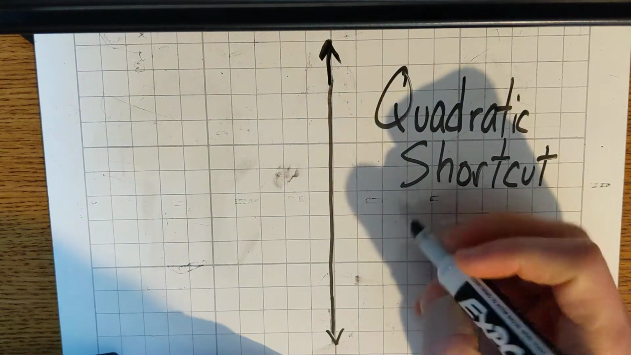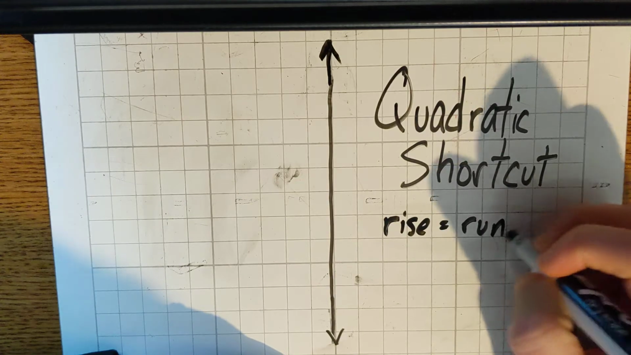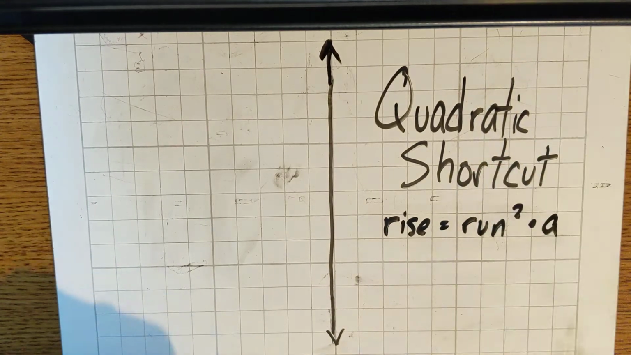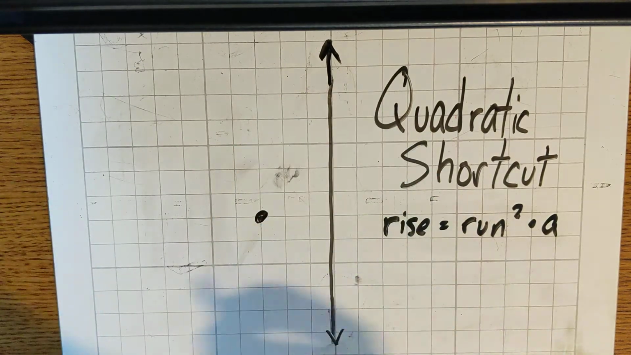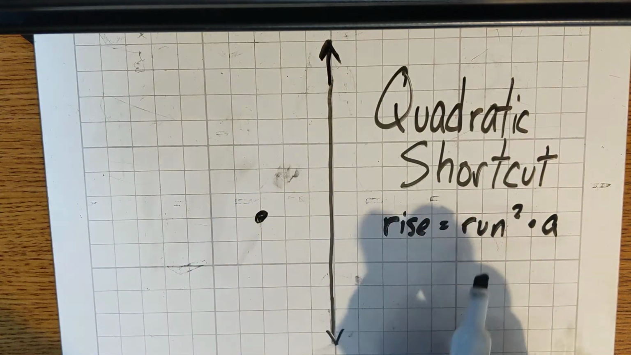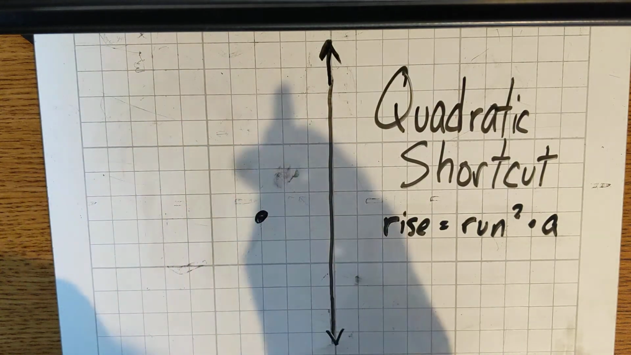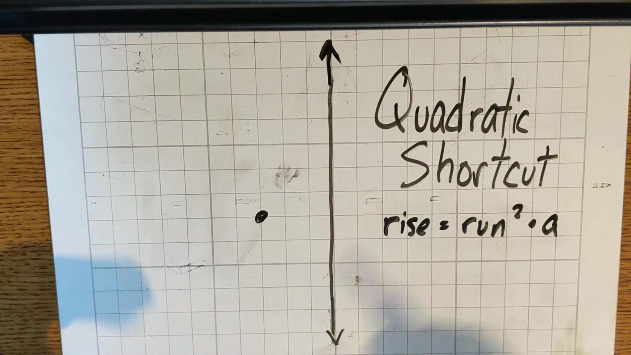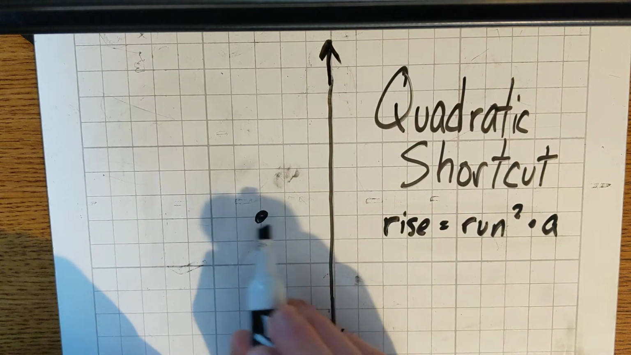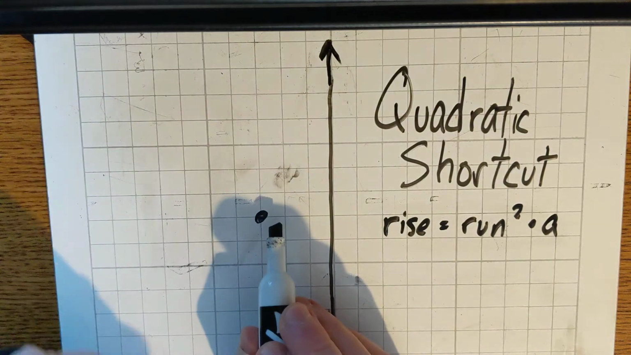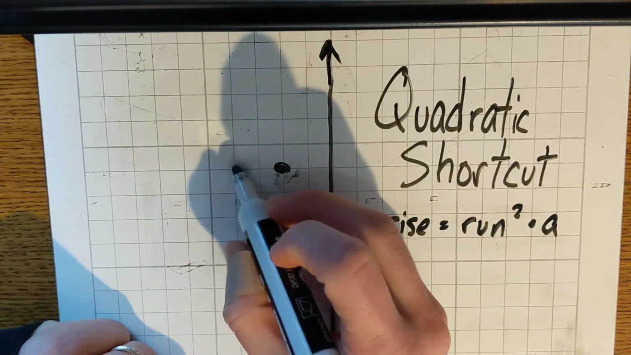So the equation that we're going to use is rise is equal to run squared times a. The reason for this is we're going to find the vertex just like normal, okay? So let's just say our vertex is there. The way the shortcut works is we're going to be running and rising from that vertex to find our other points, rather than having to plug into the equation and the table. So let's say we run 1, so 1 away from our vertex. This equation, when we plug in, is going to tell us how much we have to rise, okay? And it obviously mirrors over.